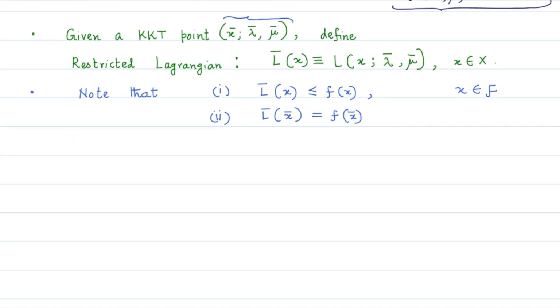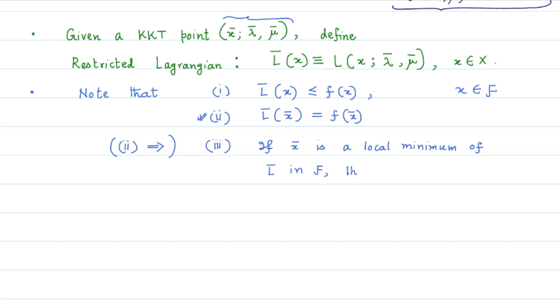And then from this second condition, we see a very interesting implication, which is that if x bar is a local minimum of this restricted Lagrangian inside the set capital F, then certainly the point x bar is a local minimum of the original objective function f in the set capital F. This is due to a very simple observation: if x bar is a local minimum of this restricted Lagrangian, then certainly there exists a local neighborhood of the point x bar such that in that neighborhood L bar(x bar) is the minimum value of L bar, right?